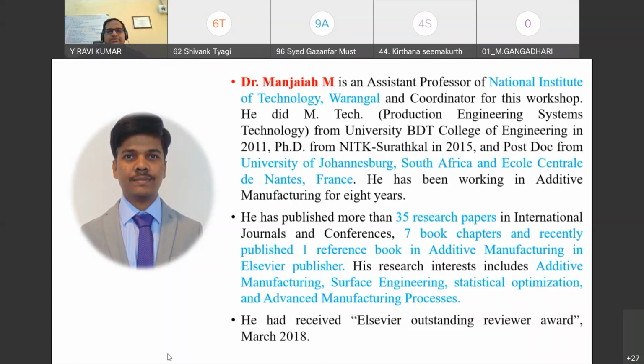He has been working in additive manufacturing for 8 years. He has published more than 35 research papers in international journals and conferences, and 7 book chapters, and recently published 1 reference book in additive manufacturing with Elsevier Publisher. His research interest includes additive manufacturing, surface engineering, statistical optimization, and advanced manufacturing processes. And he has received the Elsevier Outstanding Reviewer Award, March 2018, and you are going to hear from him on metal 3D printing in healthcare.